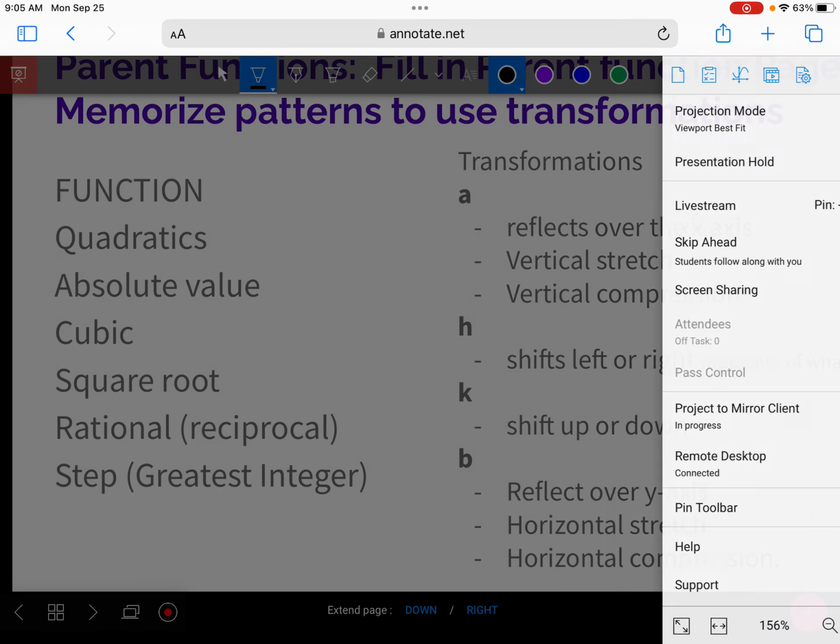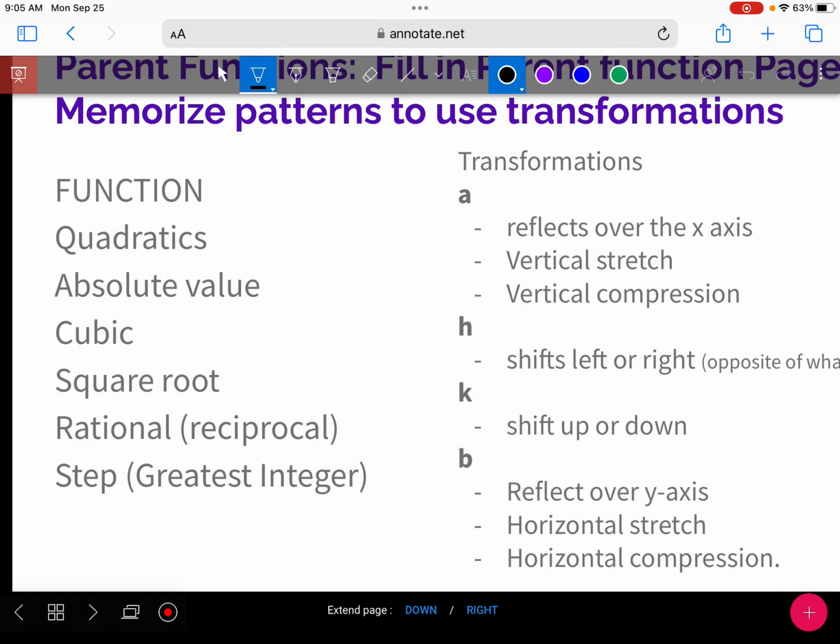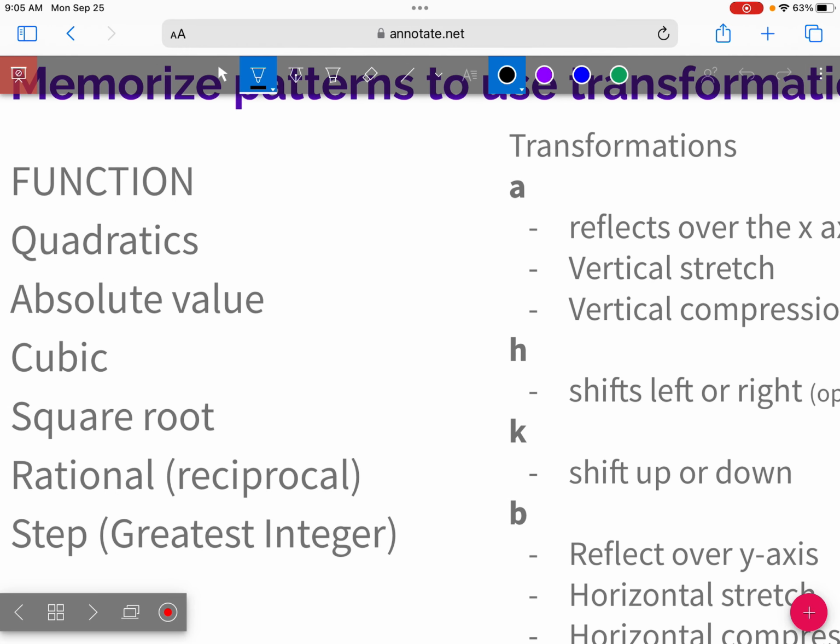I gotta fix this. And what we're gonna do is we're gonna be working with the parent functions. So the parent function of our quadratics, that's our x squared. Parent function of the absolute value, that's absolute value of x. The parent function of our cubics, that looks like x to the third. Square roots, we talk about square root of x. Our rational, that's 1 over x.